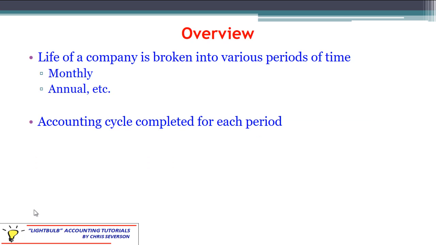So, as an overview, the life of any company is going to be broken into various periods of time. We don't just want a set of financial statements for the entire life of the company. We need to see perhaps monthly statements, maybe annual statements. If it's a publicly traded company, you're going to see quarterly and annual financial statements. These are required by the SEC, Securities and Exchange Commission.